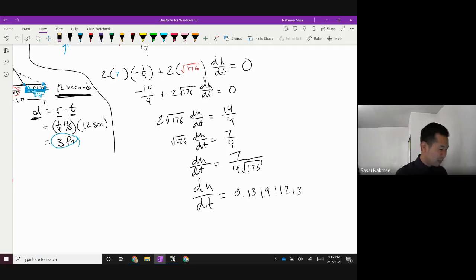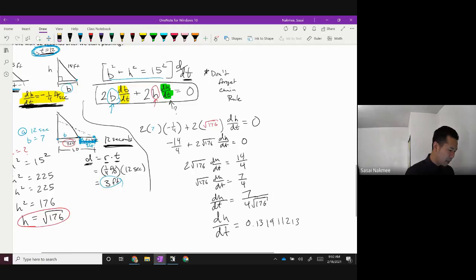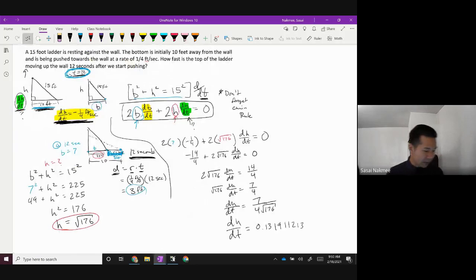I'm hoping you realize, like, this lengthy problem seems like a lot, but I'm hoping you see that if you think about it like a jigsaw, right? You have a bunch of these pieces, and you're just trying to find out where each of these pieces go. So once you find out what B is, that goes in there. Once you find out what H is, that goes in there, right? Once you find out what dB/dt is, that goes in there, right? And you're just solving for what's left.